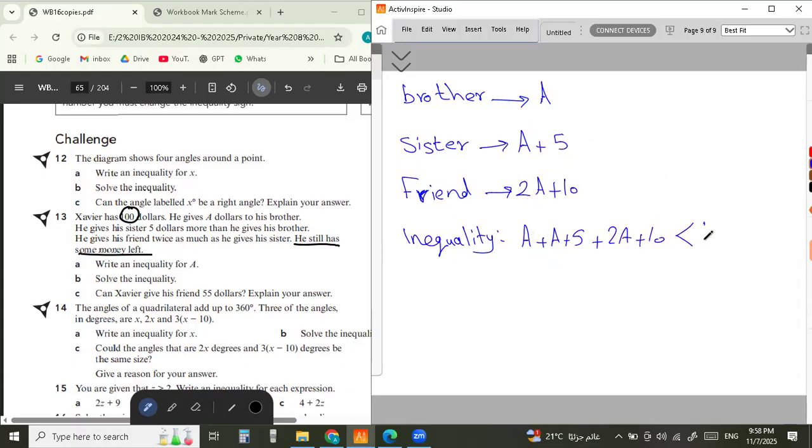is less than $100. Simplify the inequality. A plus 2A is 4A plus 15, since 5 plus 10 is 15, is less than 100. Then they are requesting from you to do what? That's question 13A. 13B, solve the inequality.